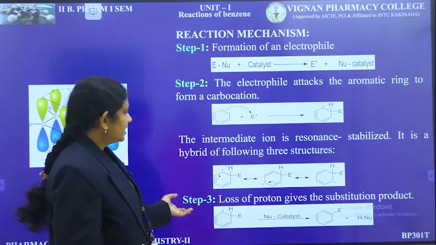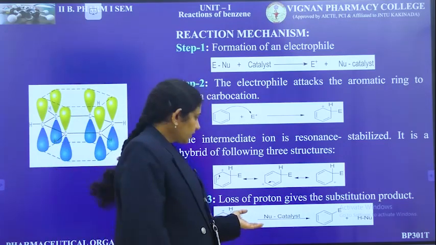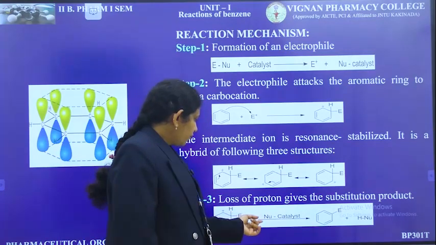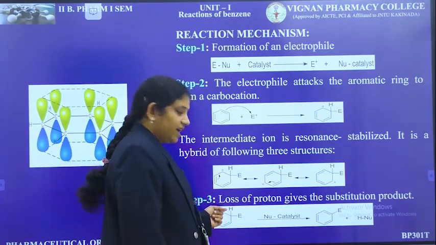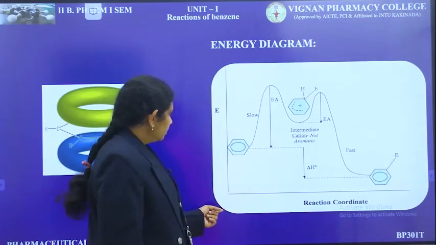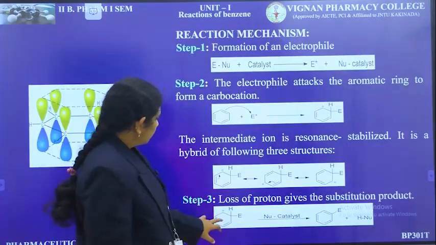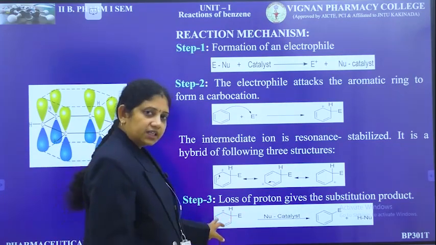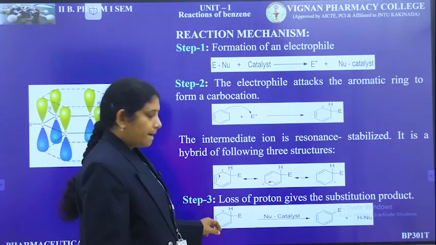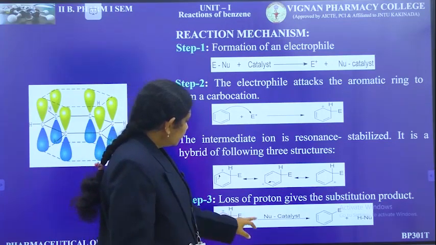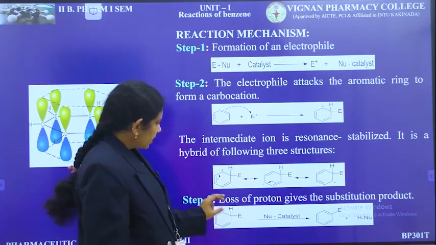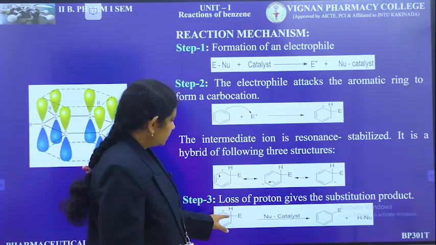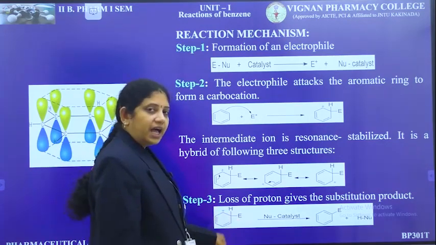Once it interacts with the nucleophile attached to the catalyst, what happens here? That nucleophile abstracts the available proton. Although the 6 carbon atoms contain 6 protons, it is very easy for the nucleophile to abstract the proton which is already attached to the electrophile.